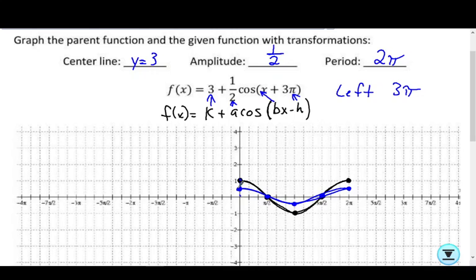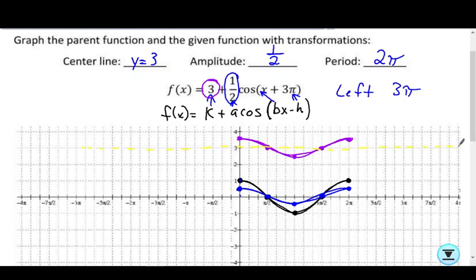Now, so that was this transformation. So now we're going to move it up 3. So all these are going to go up 3. 1, 2, 3. 1, 2, 3. 1, 2, 3. 1, 2, 3. And 1, 2, 3. So there's my vertical shift. And that shows that this right here, this is my center line.